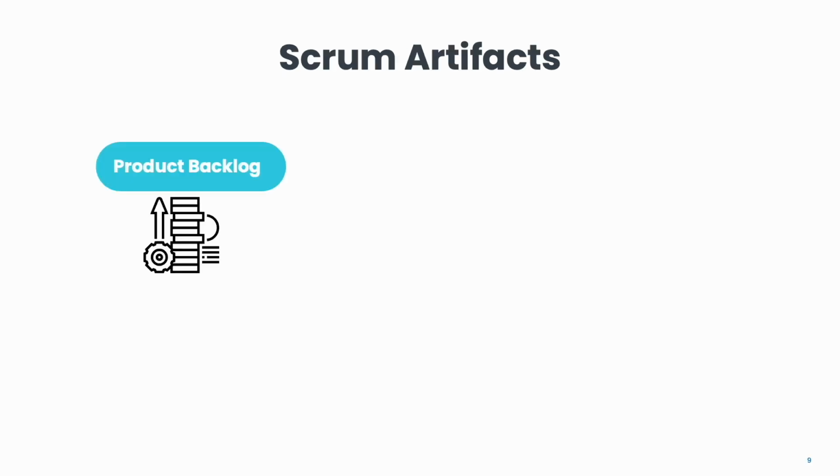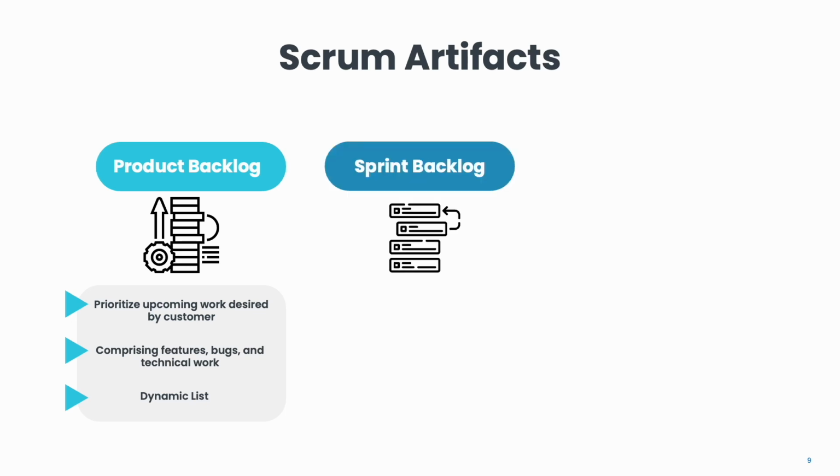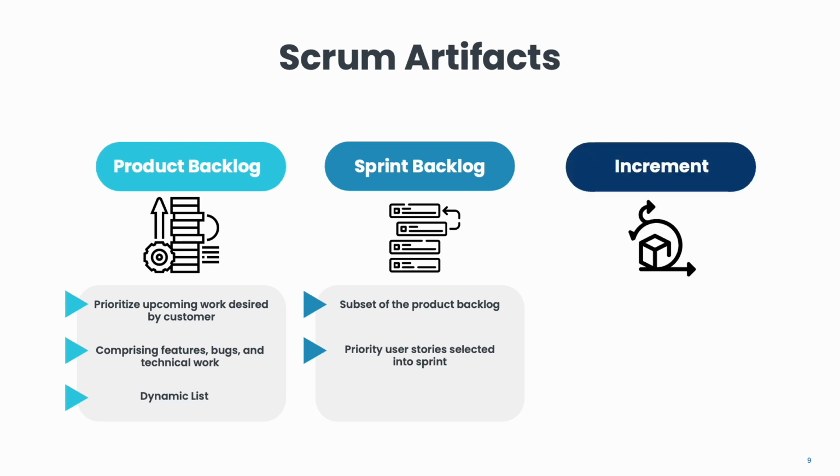The main artifacts of Scrum are the product backlog, which is an ordered list of everything needed in the product, primarily comprising features, bugs, and technical work. This list is dynamic and ever-evolving. Then there is the sprint backlog, a subset of the product backlog chosen for the current sprint. It's a plan with enough detail that changes in progress can be understood during the daily Scrum.